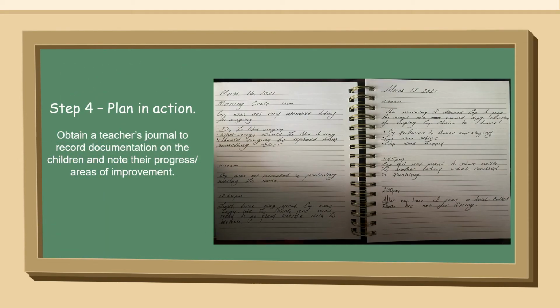Step 4, plan and action. Obtain a teacher's journal to record documentation on the children and note their progress and areas of improvement. Here's an example page from my teacher's journal where I recorded GP's morning circle routine, different things that he liked and did not like, and I also jotted down different strategies that I would take so that he can become more involved in the activities at hand and so that we can work on his feelings towards his brother in regards to hitting and not sharing.